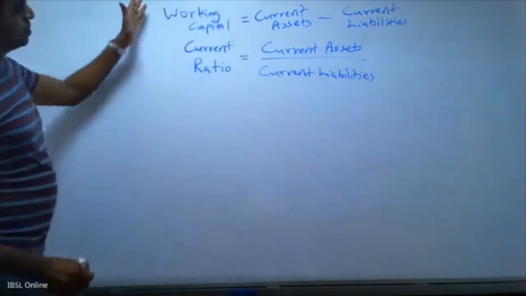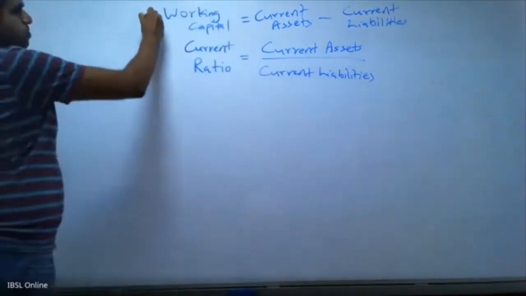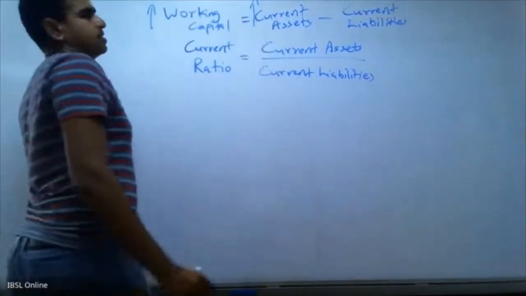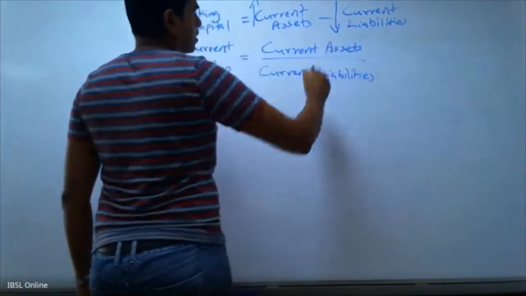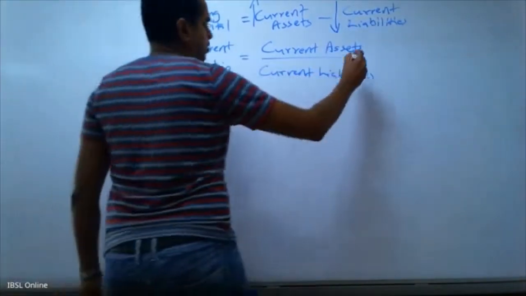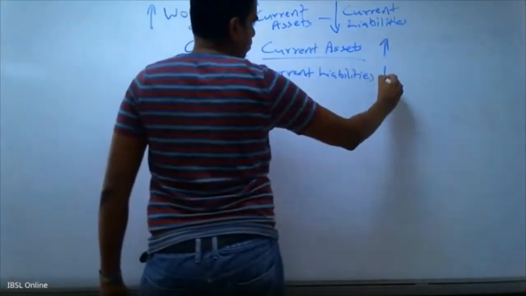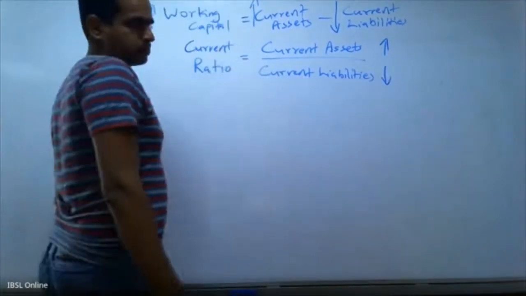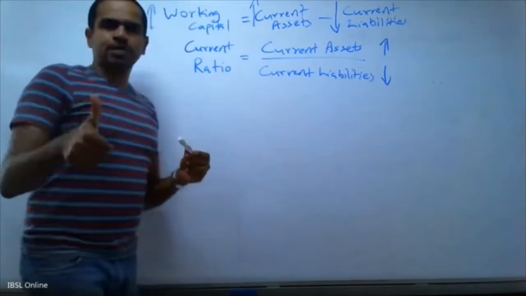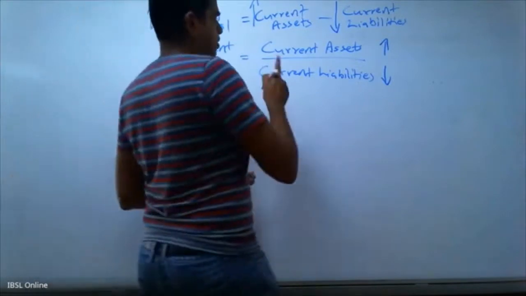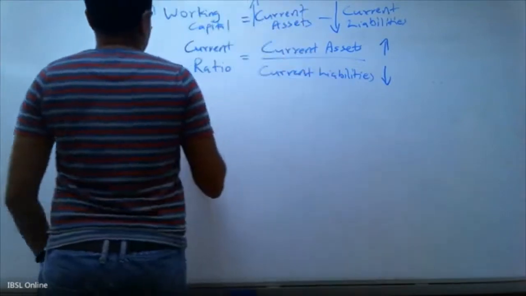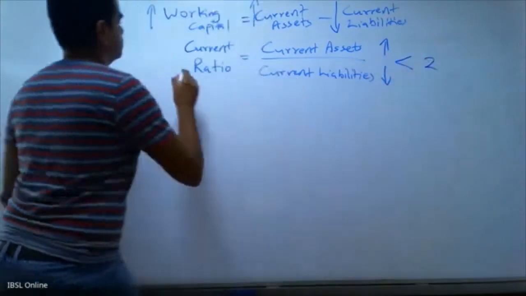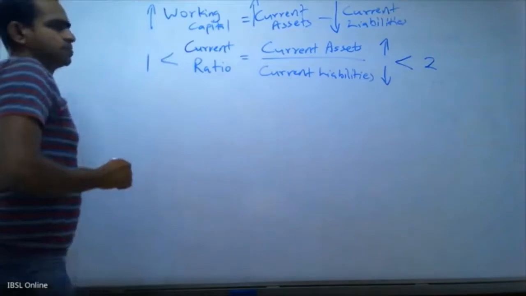So if you have excess working capital, that means you have a lot of current assets and little current liabilities, right? So when your numerator increases and the denominator drops, then the current ratio will increase. Now the rule of thumb is that your current ratio will have to be less than 2, but more than 1.